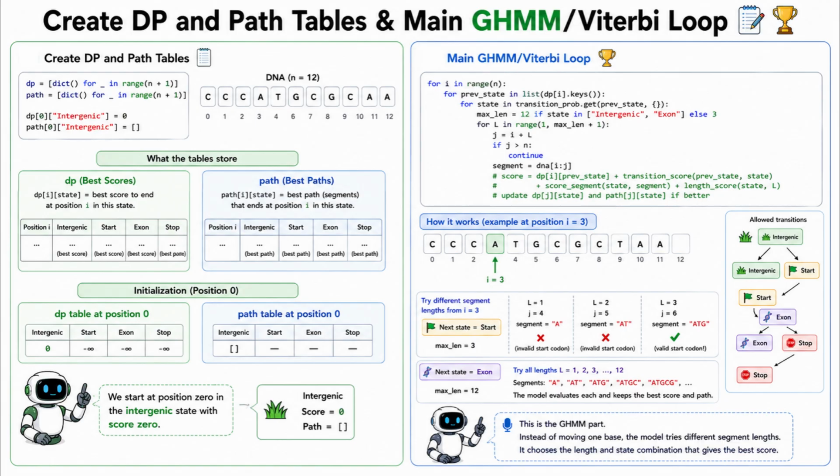Now comes the main GHMM Viterbi loop. At each position, the model looks at the best states it has already reached. From each previous state, it tries every allowed next state. But unlike a normal HMM, it does not move only one base at a time. It tries possible DNA segments of different lengths. For example, from position i, it may try 1 base, 2 bases, 3 bases, or even longer. Each candidate segment is tested and scored. This is why it is called a generalized HMM. One state can emit a whole segment, not just one nucleotide.